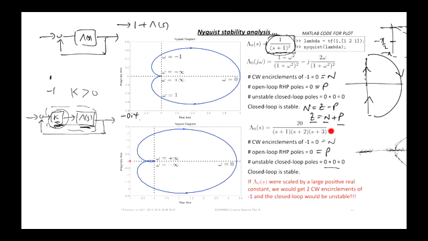Let's look at this example here again. We have 1, 2, 3 open loop poles. All of them are stable. There's one at s equals -1, one at s equals -2, one at s equals -3.